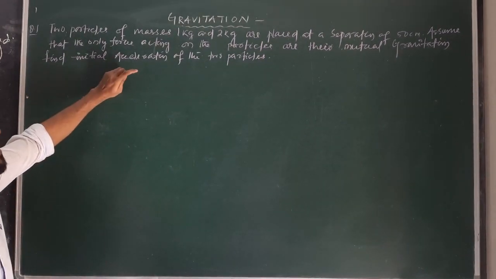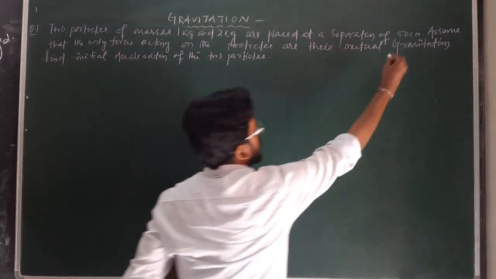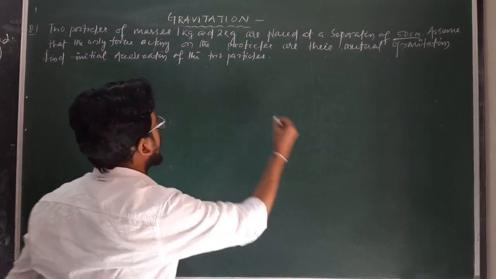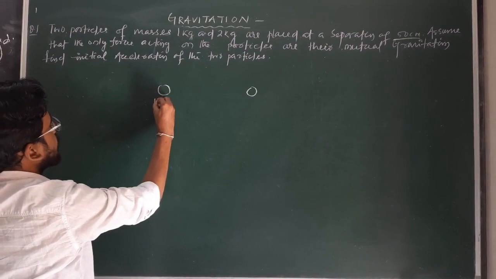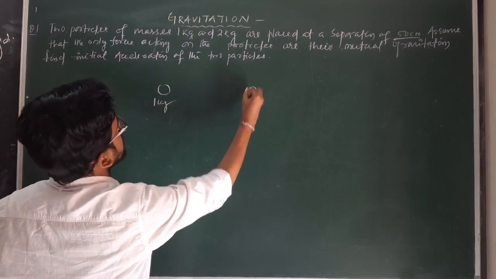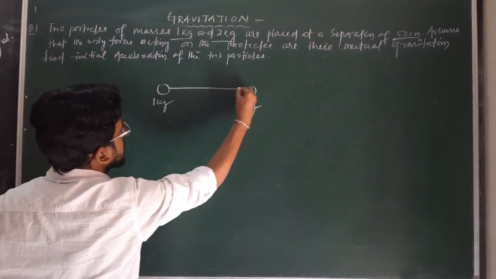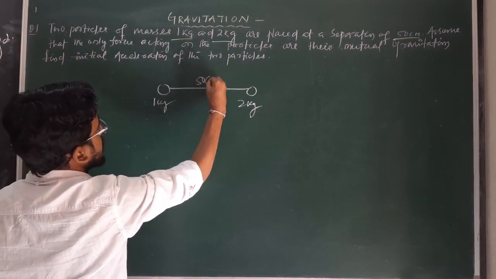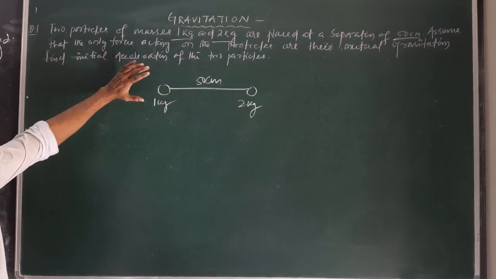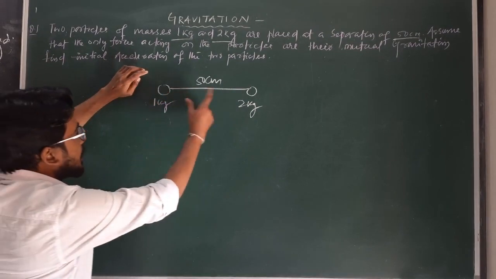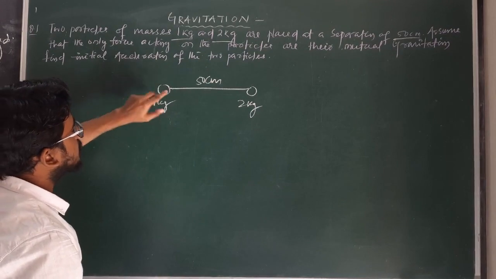Two particles of masses 1 kg and 2 kg are placed at a separation of 50 centimeter. Here we have to assume there are two particles, one having mass 1 kg and the other having mass 2 kg, separated by a distance of 50 centimeter. Clear? And the only force acting on the particles is their mutual gravitation. That means the force acting between these two particles is due to their masses.